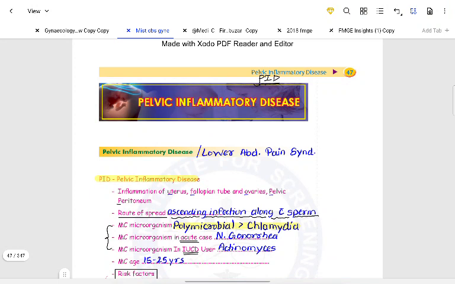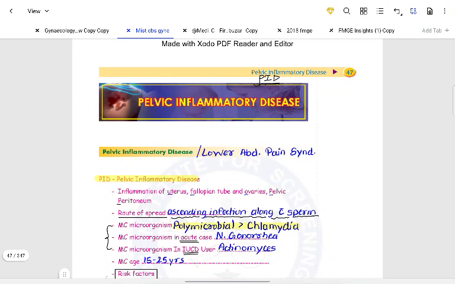The microorganisms usually enter along with the sperm via the vagina. The most common microorganisms involved, if they ask you in general, will be polymicrobial, and the second option is chlamydia. If they ask you in an IUCD user, it will be actinomyces, and if they ask you in an acute case, it will be Neisseria gonorrhea. We will learn their treatment in the following pages.